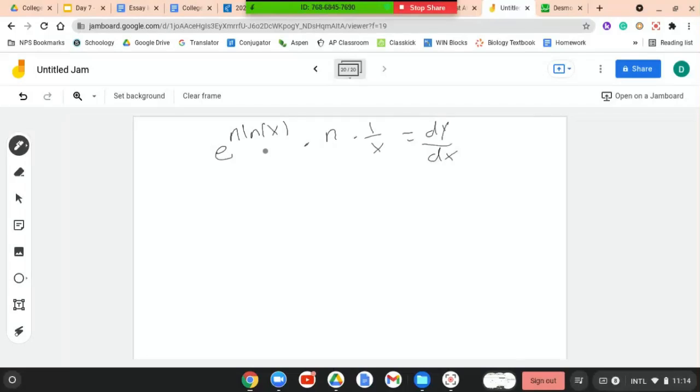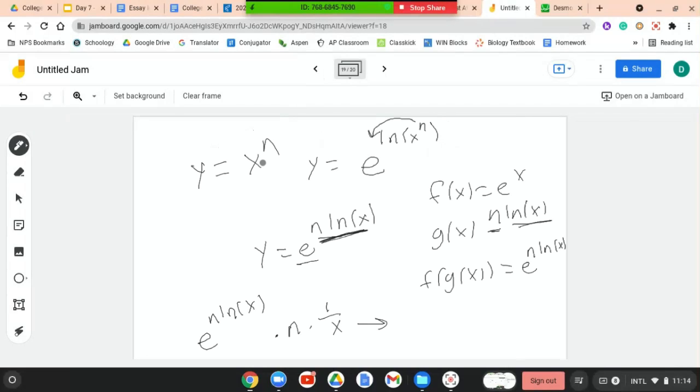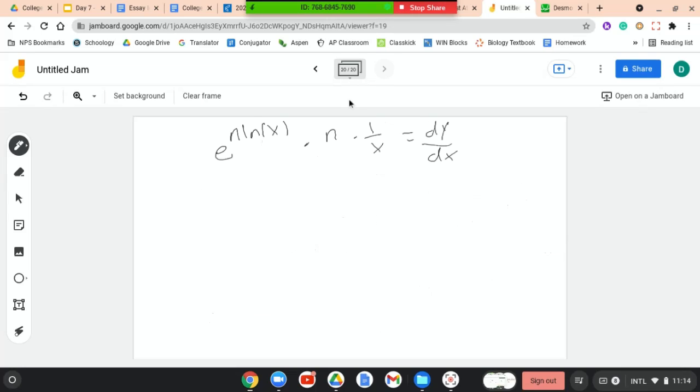Remember how we said e to the n ln x is the same thing as x to the n, because we rewrote x to the n as this. So we could replace this again with just x to the n, times n.